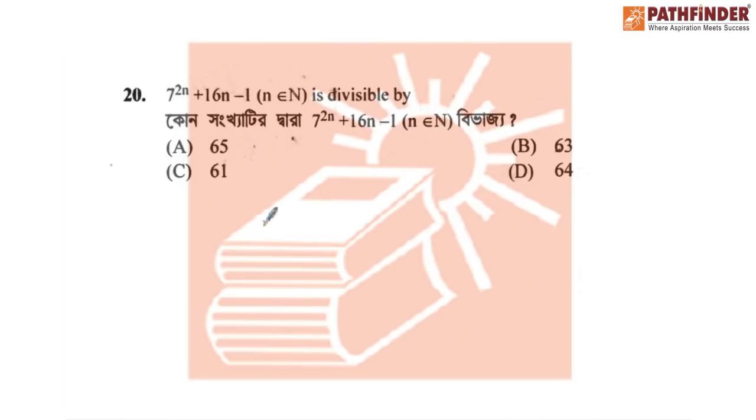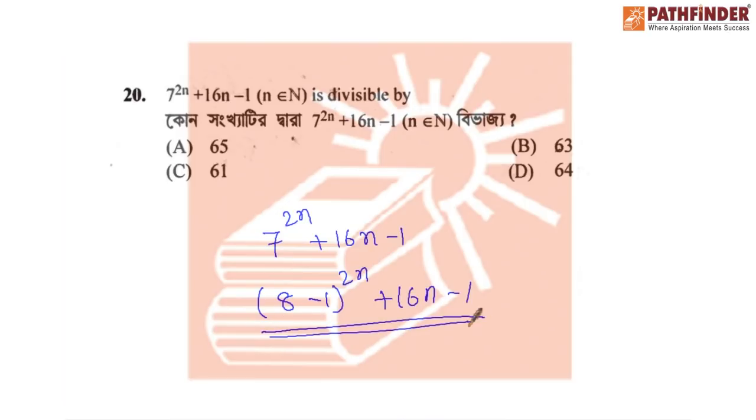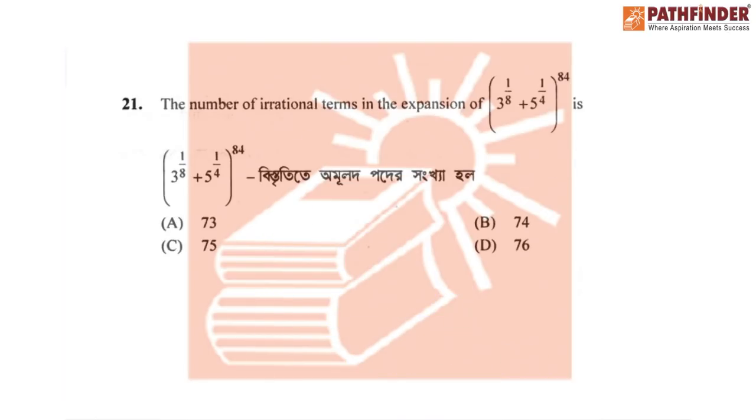Question number 20. It is given that 7 to the power 2n plus 16n minus 1 is divisible by what. Actually it is solved like 8 minus 1 to the power 2n plus 16n minus 1, then binomial expansion, cancellation and all. But this question can be solved just by taking n equal to 1. If you take n equal to 1, then you will get 49 plus 16 minus 1, which is equal to 64. So it is divisible by 64. Option D is correct.